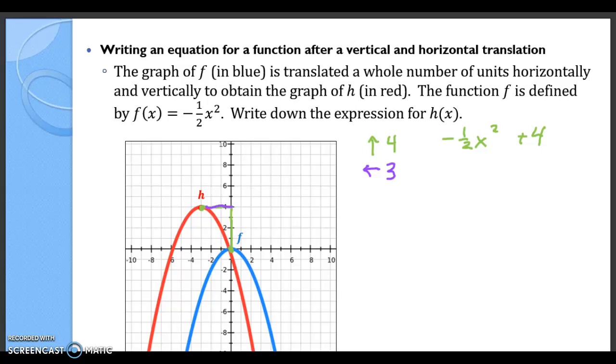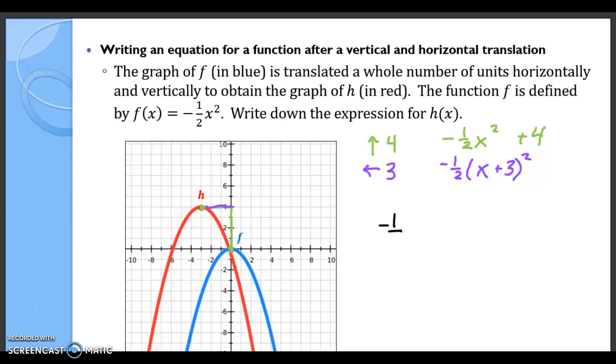And then I know that to the left 3, that's something inside of my square, or my square root, or my absolute value. And I'm going to add 3, which shifts me to the left, which is a little counterintuitive, okay? But that's what those two different pieces are going to do. So now I can combine them.